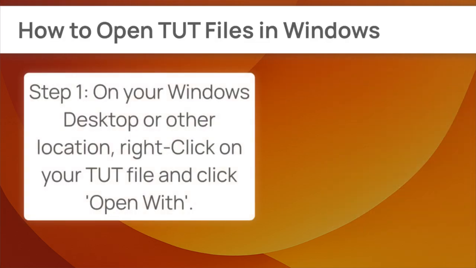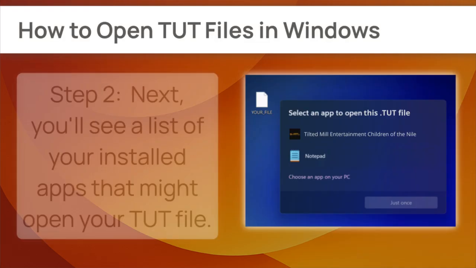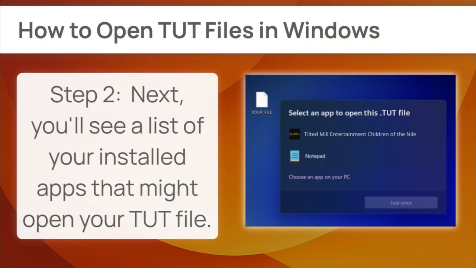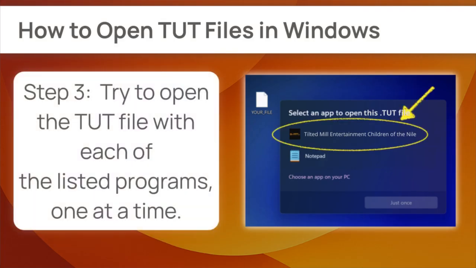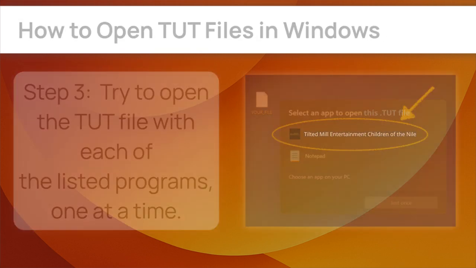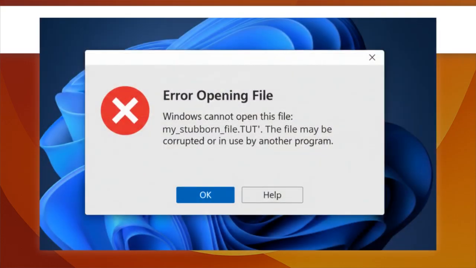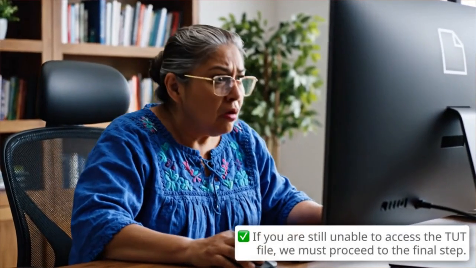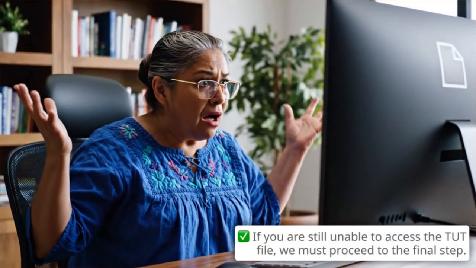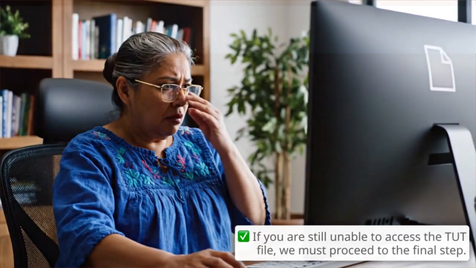Your first step towards full access: right-click the TUT file and select Open With. If Tilted Mill Entertainment Children of the Nile is on your system, try that first. If not, try another option immediately. If your TUT file continues to fail when opening, that is okay. We've simplified the problem to 3 distinct common points of failure. This quick list shows you what those problems are and how to quickly confirm them.